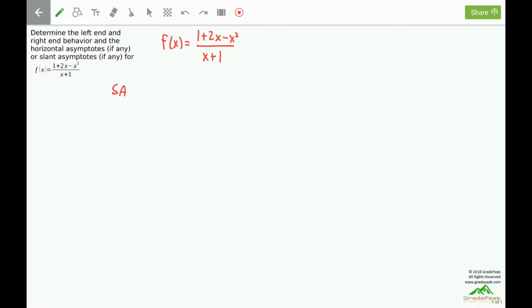The slant asymptote is found by dividing the denominator, x plus 1, into the entire numerator. We will want to write the numerator in descending order, so negative x squared first, then the 2x, then the 1. We will want to determine what this term needs to be multiplied by to match this term. X multiplied by negative x makes negative x squared.